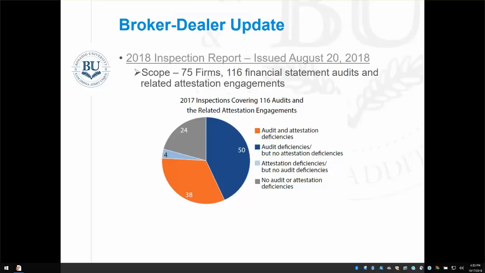The scope of their 2018 report covered periods that ended 6/30/16 and 6/30/17, so it did have 12/31/16 audits as part of that overall process. This is their fourth year of operating the program, and it specifically shows that of the overall 116 audits they looked at, about 79% had some sort of issue, either an audit deficiency or an attestation deficiency, as it relates to the specific PCAOB auditing standards.